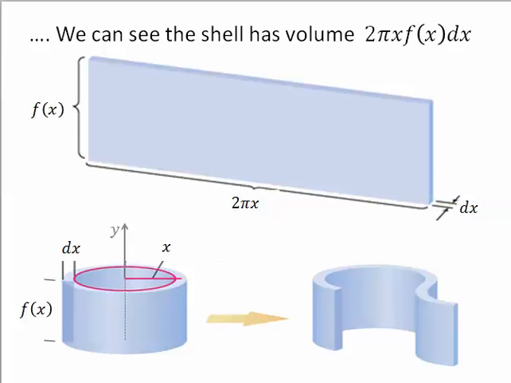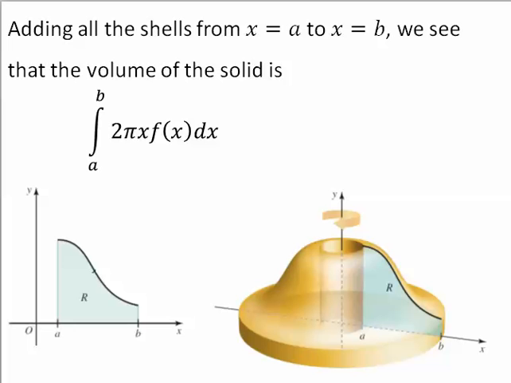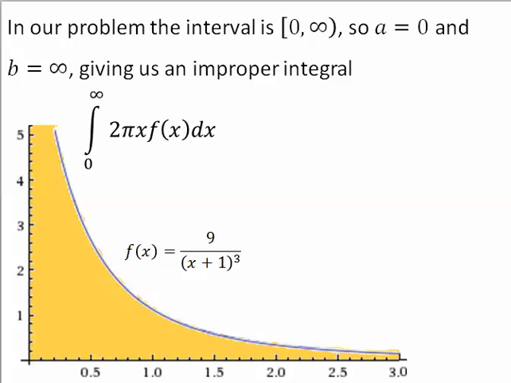Now if we add up all the shells going from x equals a to x equals b, we're just finding the integral from a to b of 2 pi x f of x dx, where 2 pi x f of x dx is the volume of just one shell. Now in our problem, a is equal to 0 and b is equal to infinity. So I have an improper integral. And the way that we handle an improper integral is we use the limit process.